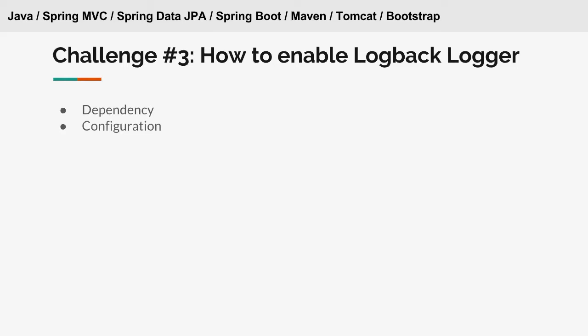To make it happen, we just need to do the following two things. It's very easy. First, we need to add a dependency library to our application. Secondly, we need to add a configuration file to control how the application should write the log information. Now let's start.